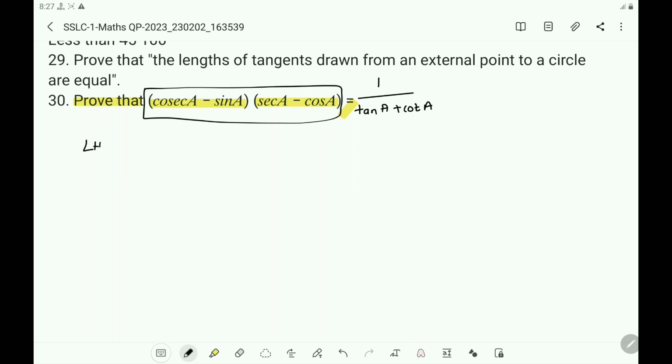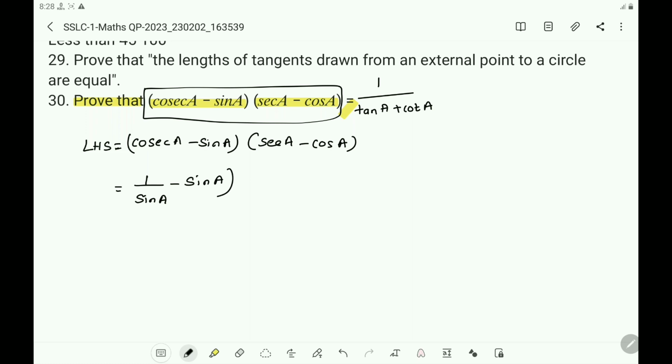Then you write LHS equals cosec A minus sin A, secant A minus cos A. Now you write cosec A in terms of sin, that is 1 by sin A. You know that cosec A and sin A are the reciprocals of each other. Then you write the sin A as it is. Sin A into 1 by cos A. Reciprocal of secant is cos.